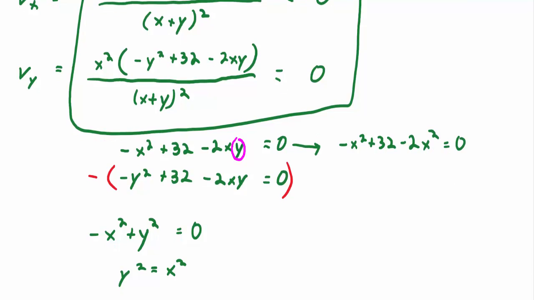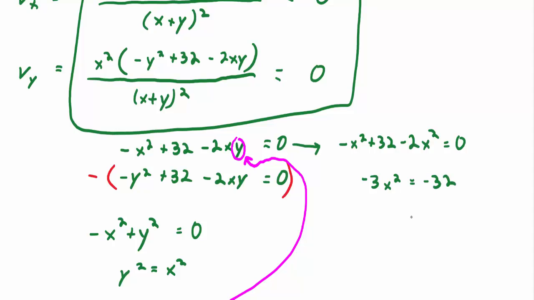So just for completeness, I'll say I did this. I plugged this right in here because that's what y is equal to. Y is equal to x. Okay, so what do I get then? I get negative 3x squared is equal to negative 32, right? Or x squared is equal to negative 32 over negative 3, which is 32 thirds.